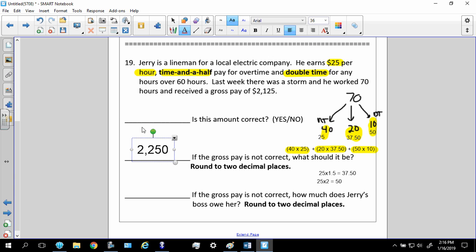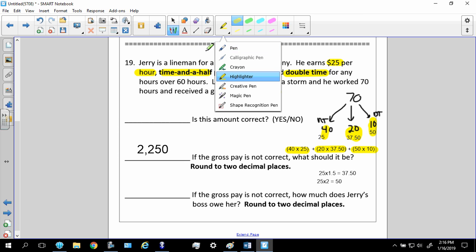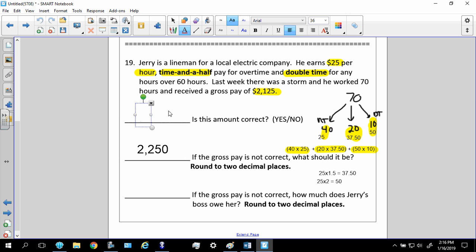2,250. Let's see, he was paid 2,125, so obviously we know that this is not correct. So if the gross pay is not correct, how much does Jerry's boss owe him? 2,250 is what he should have gotten paid, but he got paid 2,125, and that is a difference of $125.